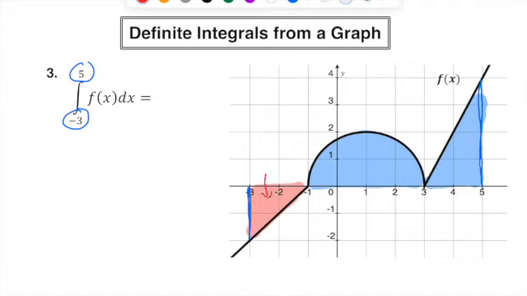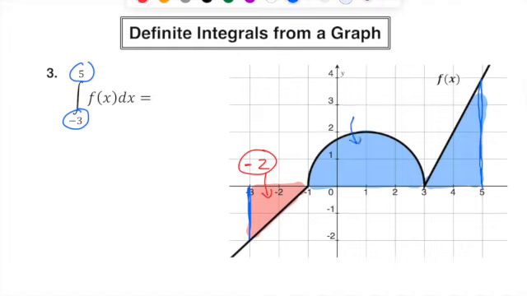So this right here is another 2 by 2 triangle, so that would be 1/2 times 2 times 2, which would be 2, but we assign a negative value to it because it's below the x-axis. Now this right here, just be careful with your geometry if you're a little rusty.